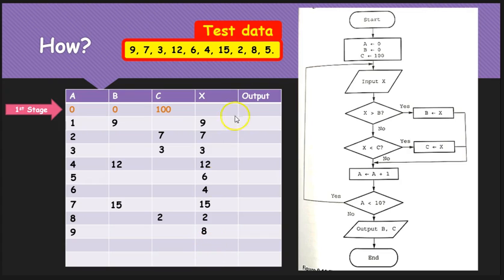So we've got 5. 5 goes into x. Now, is x greater than b? No, it isn't. So it'll move on from there. Is x less than c? No, it isn't. So we'll just add to the count.